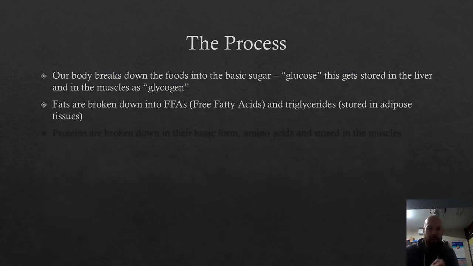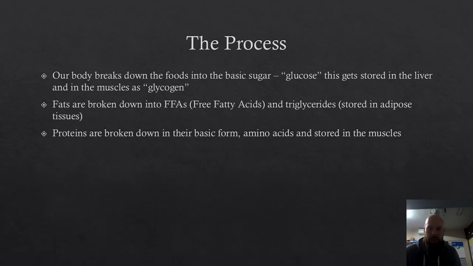The fats, they get broken down into free fatty acids, okay, and triglycerides, and they're stored in the adipose tissue. So adipose is just another way of saying fatty tissues. Finally, the proteins, they get broken down into amino acids, and they get stored in the muscles as well. Right, so that's where those all get stored.